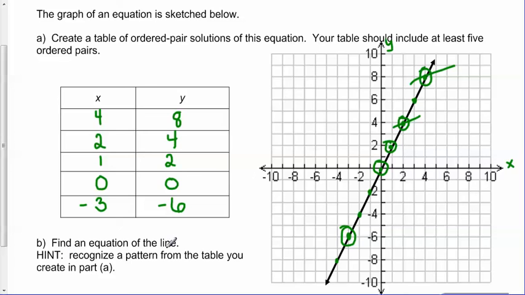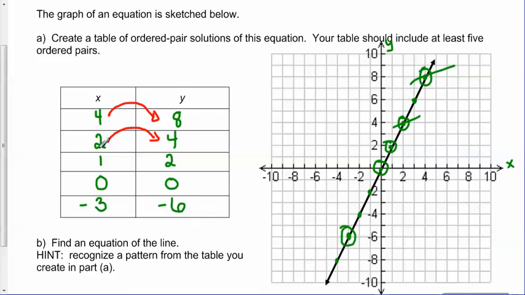Now we have to find an equation of the line. The hint is to recognize a pattern from the table you create in part A. It may very well be that as you were writing down those ordered pairs, you were seeing the pattern already. We went from 4 to 8. At first we might say, oh, I'm adding 4 to each value of x. But notice that that doesn't hold when we look at going from 2 to 4. That pattern doesn't work, so it can't be adding 4. How else could I get from 4 to 8? Well, I could multiply by 2.